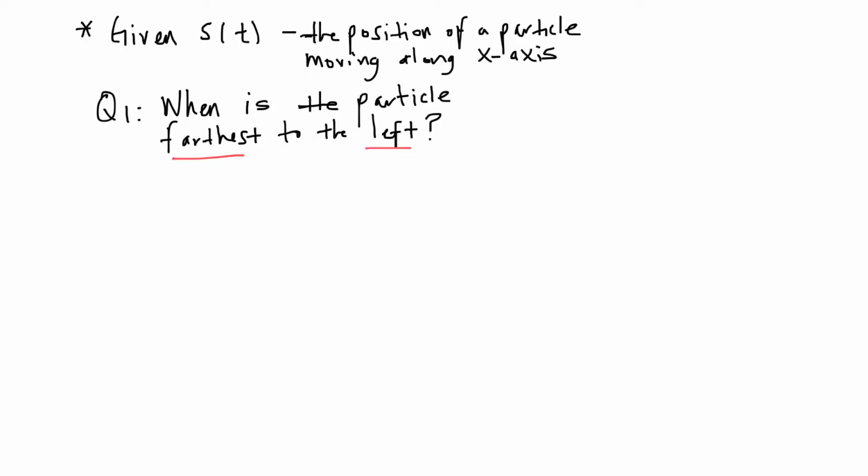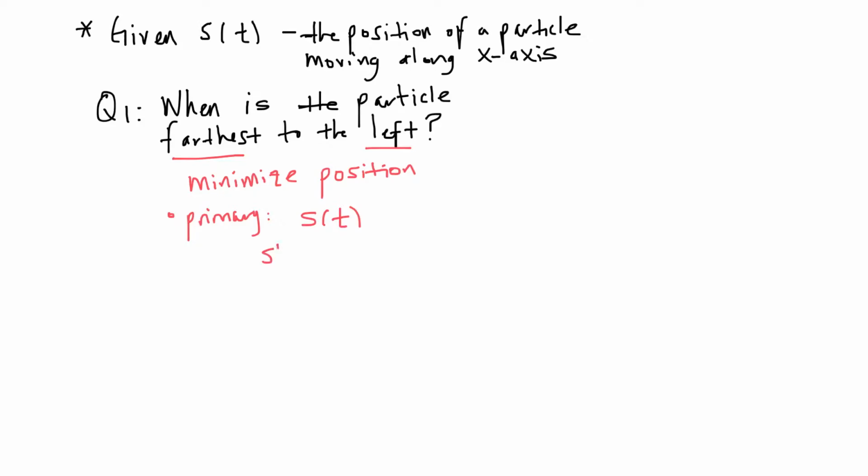Okay, so if I give you a position function and I ask for when is the particle farthest to the left, what that means is that I am looking to minimize position. Farthest to the left means minimize position. Farthest to the right would be maximizing position, because left and right are locations. And so the way to go about it would be, what's your primary equation? It would be the position, because that's what I'm trying to maximize or minimize.